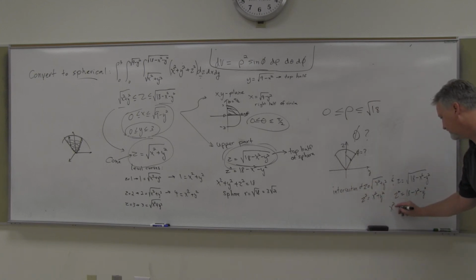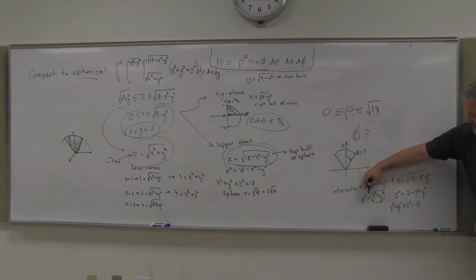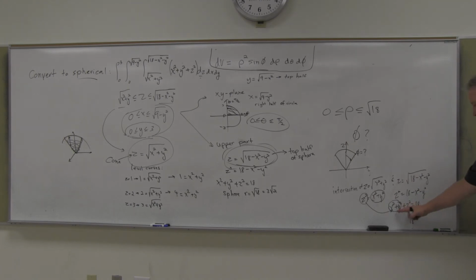Actually, the preferred form probably on this one is x squared plus y squared plus z squared equals 18. And then the easiest way to go here is to notice that z squared equals x squared plus y squared. So for x squared plus y squared, I can substitute z squared right here. So I have z squared plus z squared, that's 2z squared equals 18, which gives z squared equals 9, and we're talking positive z, so z equals 3. We're almost there. So the intersection is where z equals 3.